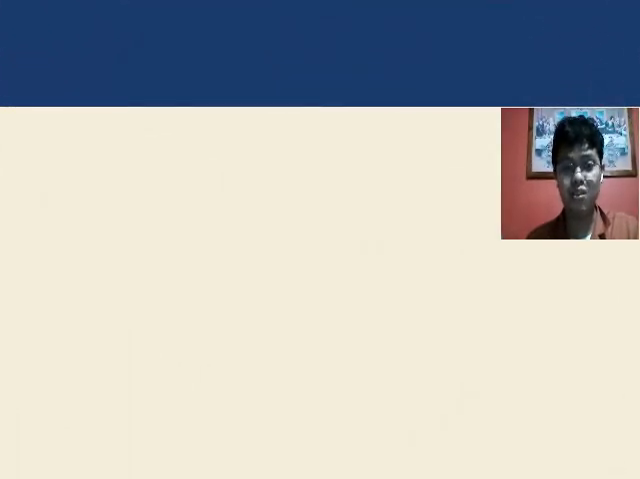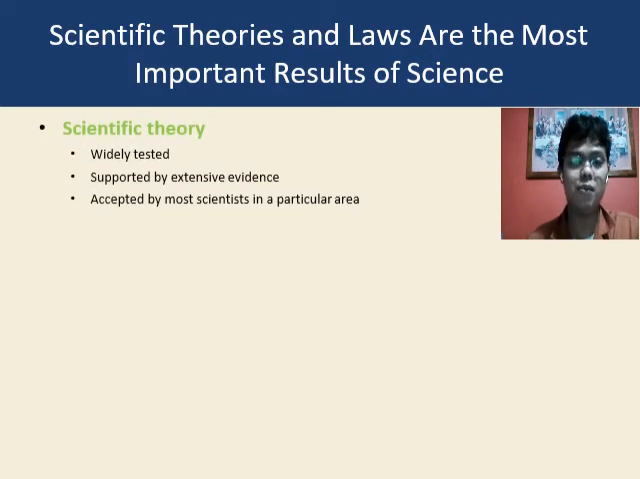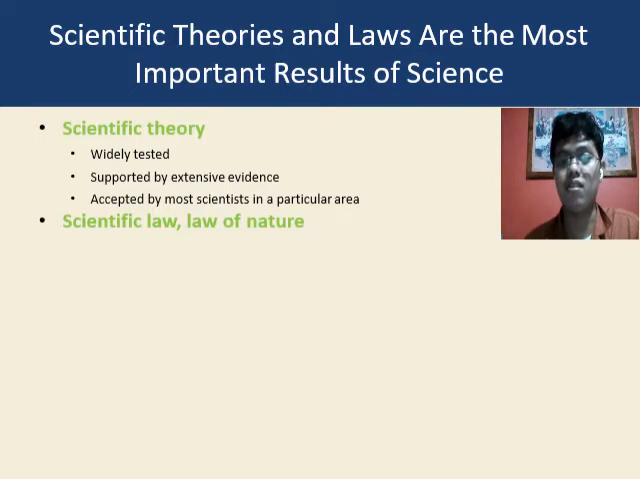It's also important to note that scientific theories and laws are the most important results of science. A scientific theory is widely accepted. It is supported by extensive evidence and is accepted by most scientists in a particular area. But scientific theories can be revised. They can also be disproven. So that's the scientific theory. While scientific laws are the laws of nature. They cannot be changed anymore. So they're universally accepted, and cannot be disproven or revised at all.